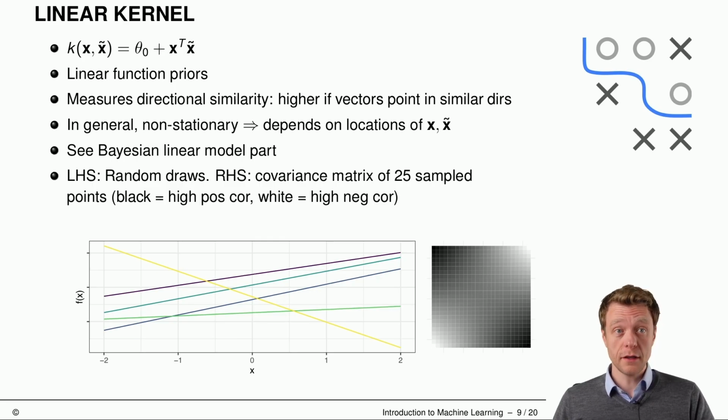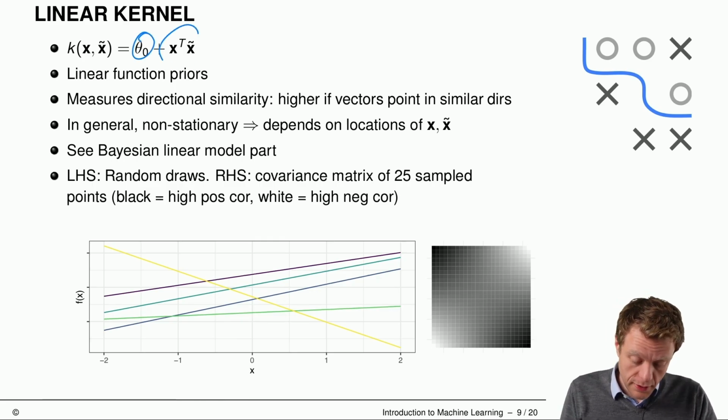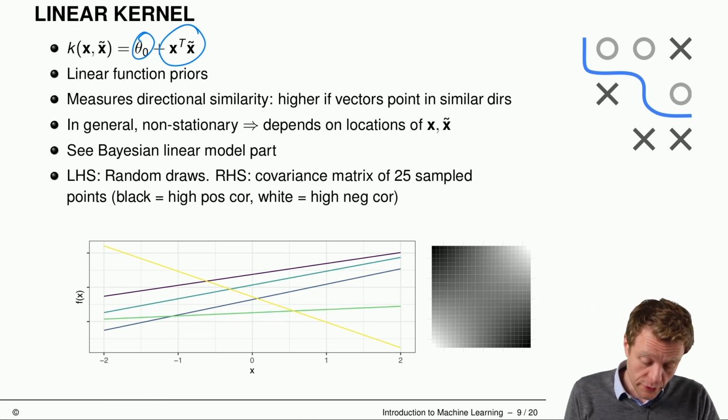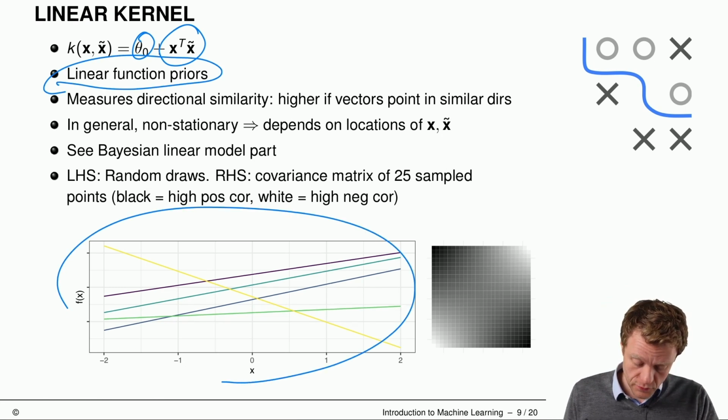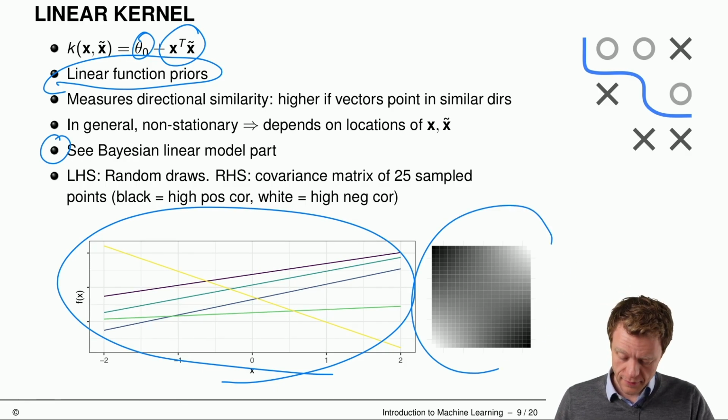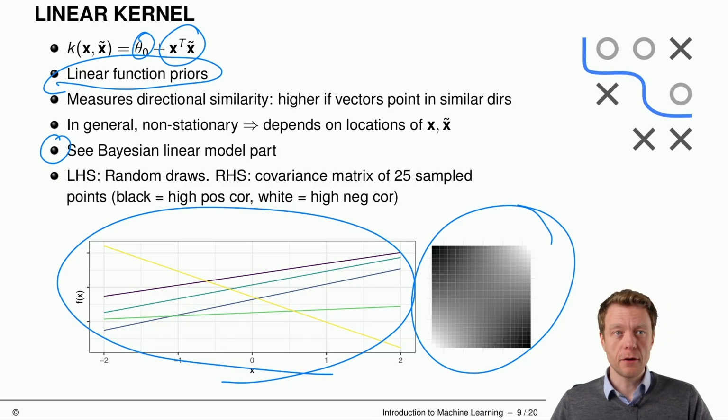More useful is this linear kernel. It's a constant plus a dot product, so this is a dot product kernel, clearly. And this then relates to a linear function priors. So you can see those functions that you can draw from the Gaussian process down here. They are all linear. So you can also, if I jump to that point directly, use this for Bayesian linear modeling. You can look at that other slide set too. For now, we'll just try to understand the relation between these functions here on the left-hand side and this thing here on the right-hand side.